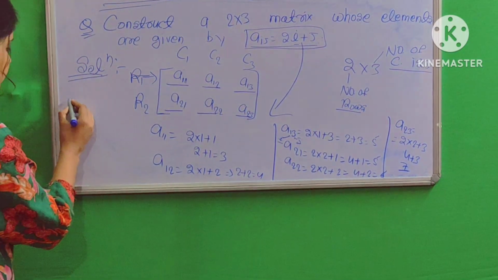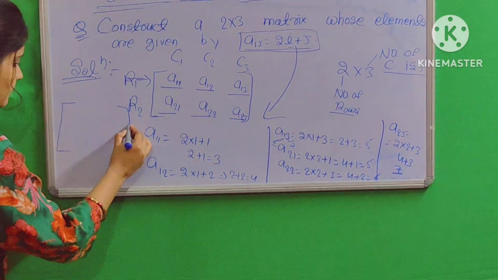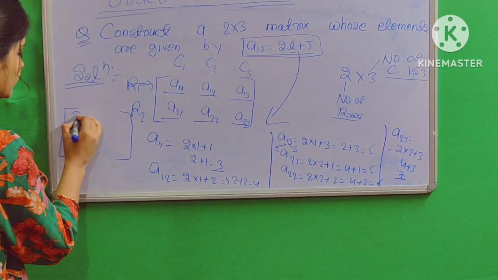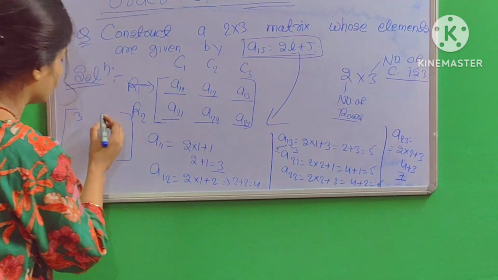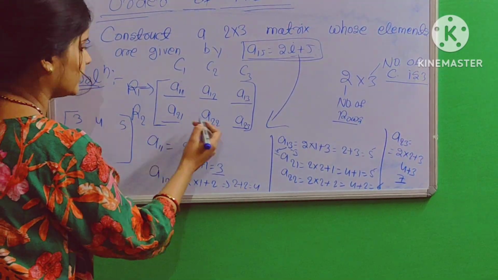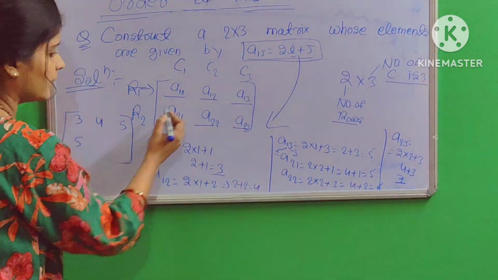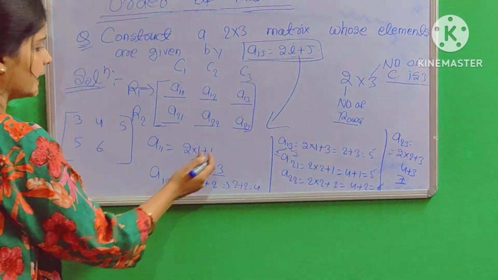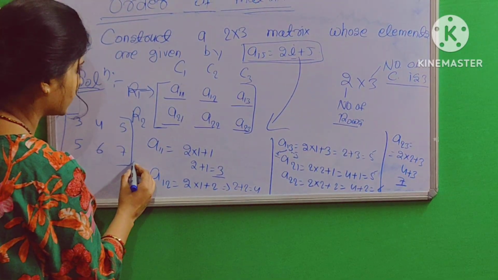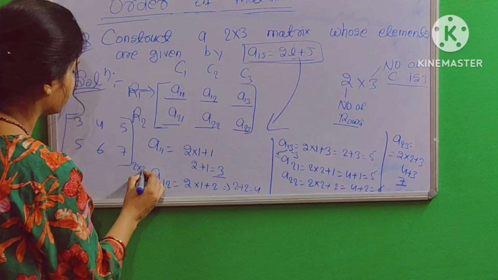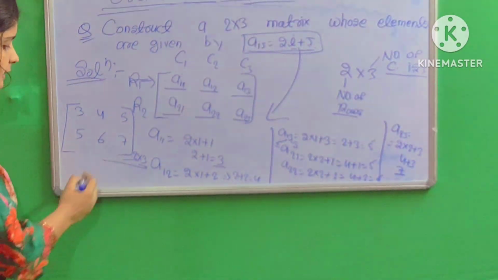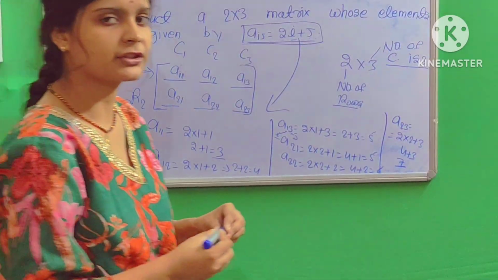So we can construct a matrix. What is the value of A11? 3. A12 value is 4. A13 value is 5. And A21 value is 5. A22 value is 6. And A23 value is 7. This is our matrix of order 2 cross 3. Here the number of rows is 2 and the number of columns is 3. Done. Next.